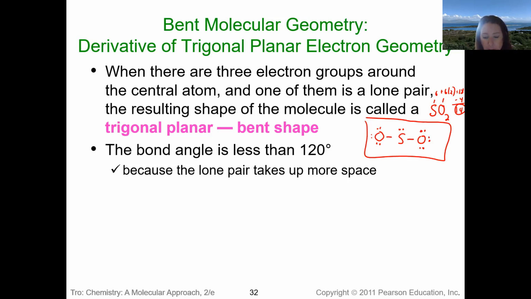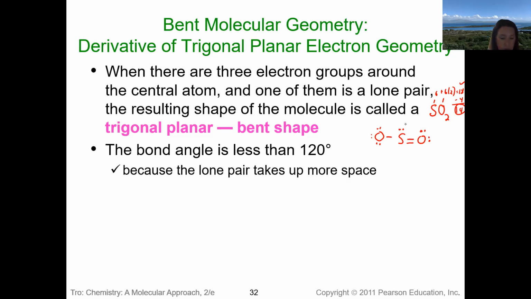At this point, when we check for octets, oxygen is good. Oxygen is good. Sulfur only has 6. Again, we can't add. We can only rearrange. So we take one from here and we make a double bond. Now we still have 18 valence electrons, so we're good. Oxygen has 8, oxygen has 8, sulfur has 8. This is our Lewis structure.